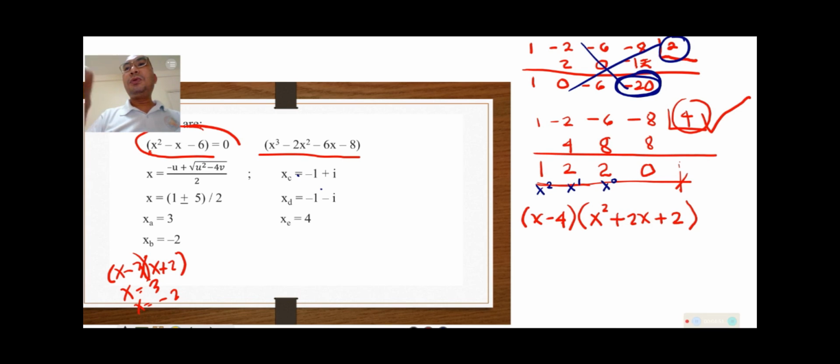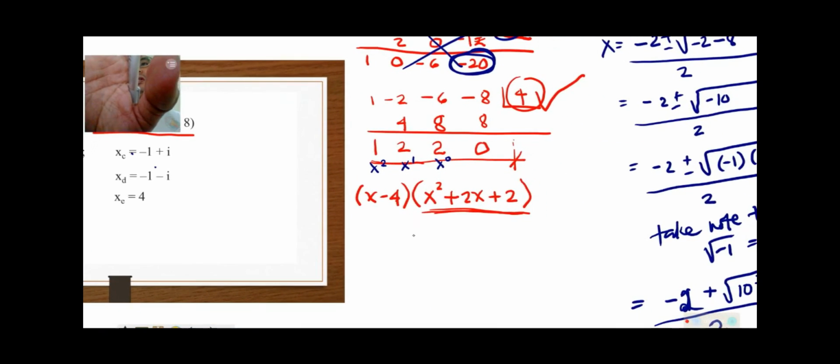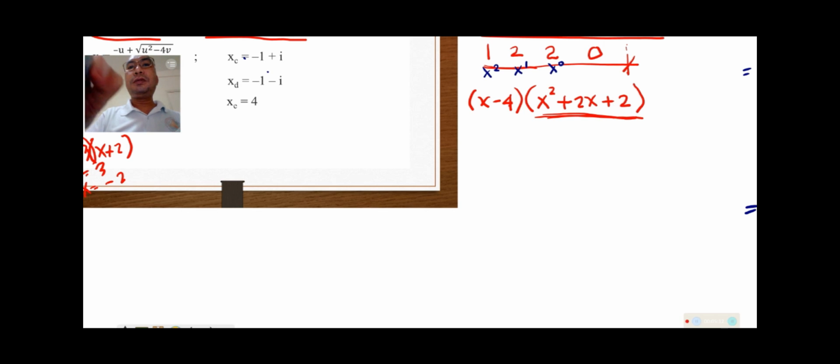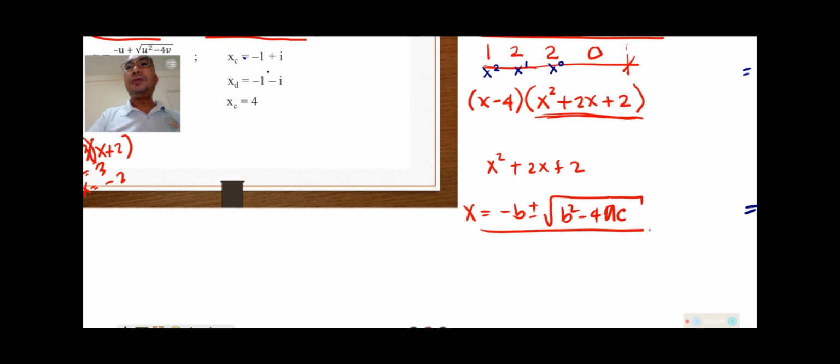Now it is very easy to get the roots of this equation. For x squared plus 2x plus 2, we use the quadratic formula, which is x equals negative b plus or minus square root of b squared minus 4ac, all over 2a. So x will be negative 2 plus or minus square root of 2 squared minus 4 times 1 times 2, all over 2 times 1.